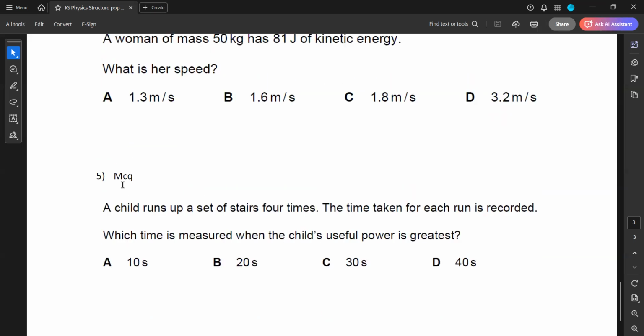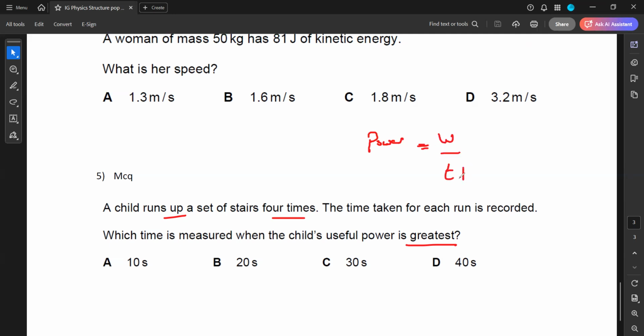In question 5, a child runs up a set of stairs 4 times. The time taken for each run is recorded. Which time is measured when the useful power is the greatest? What is the formula for power? Power is work divided by time. How much work is done in a unit time? That's called power. So power is equal to work over time.